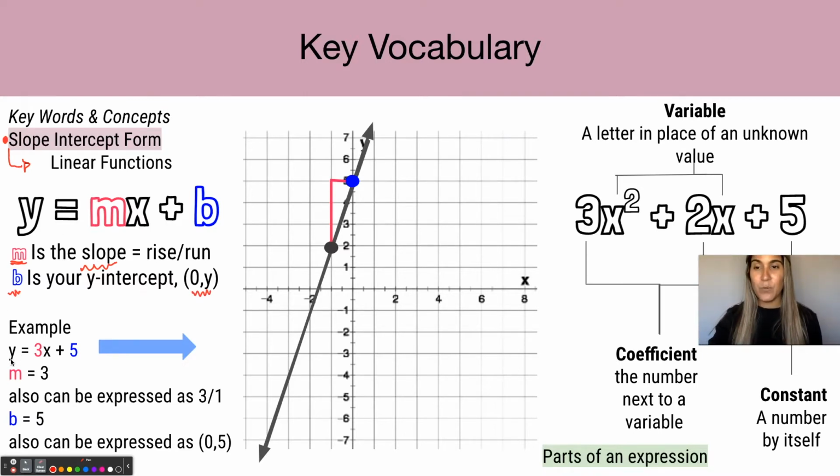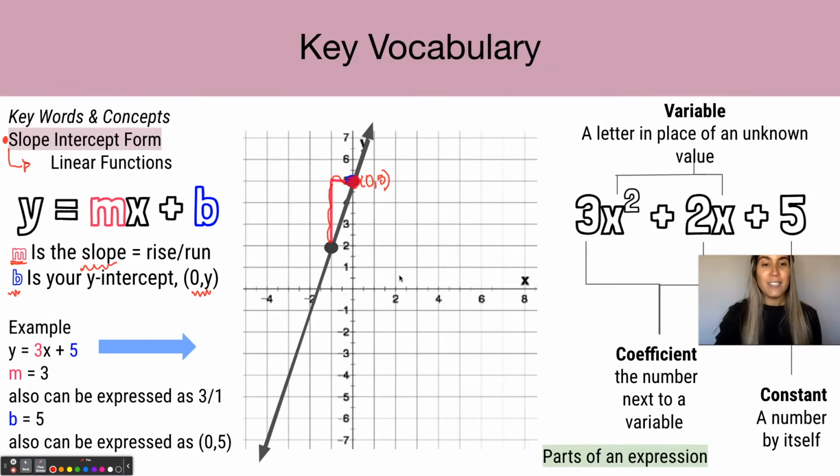An example of this is y equals 3x plus 5, where 3 is my slope, and it can also be expressed as 3 over 1, and 5 is my y-intercept, which could be expressed as the coordinate (0, 5). Here we have the graph of this equation. We have our y-intercept located at 5, the coordinate (0, 5), and then I have a rise of 3 and a run of 1, a positive slope, because my slope is positive.